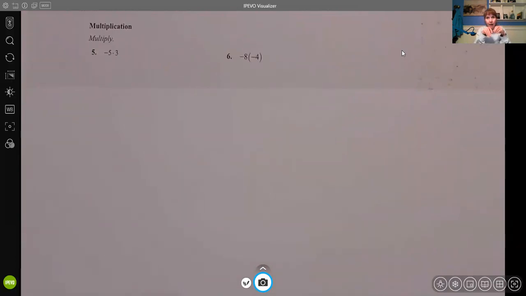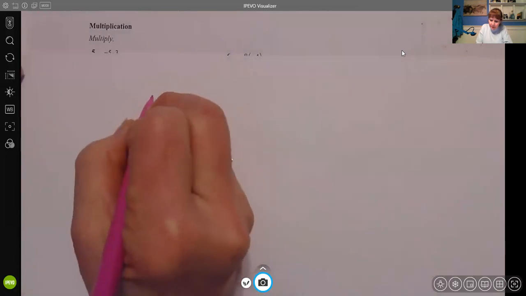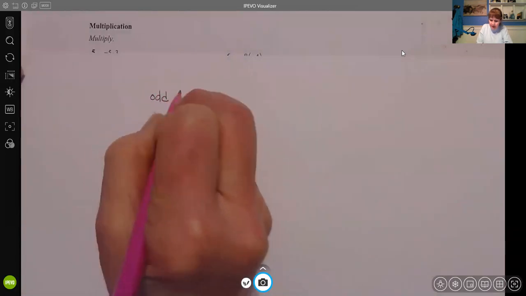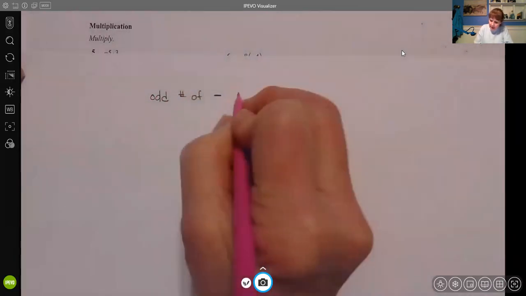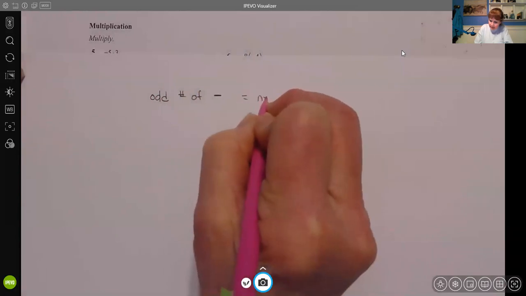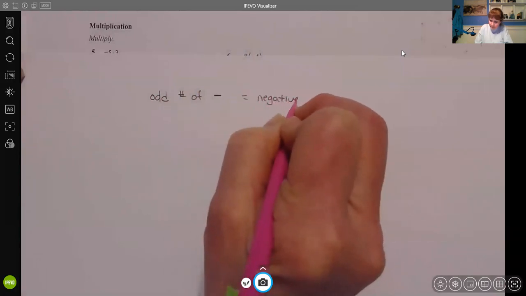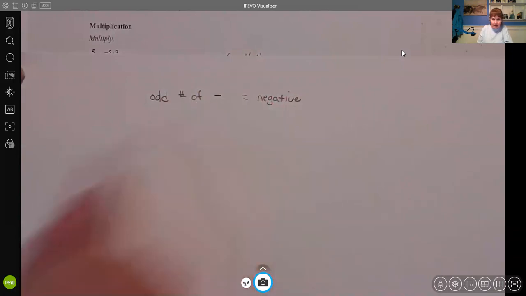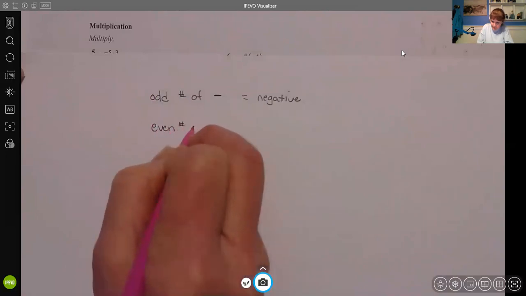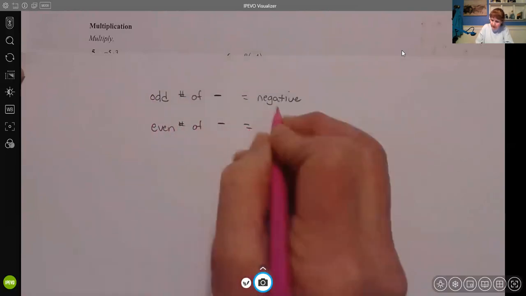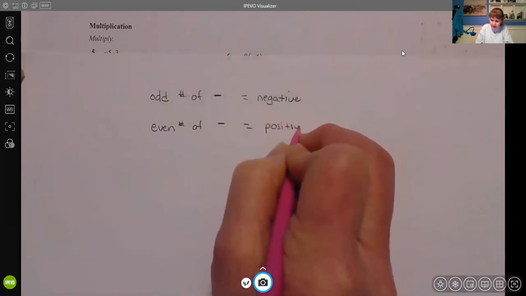What we do in multiplication and division is we count the negatives. When you count the negatives in multiplication, and this also goes for division, if you have an odd number of negatives, then your answer will be negative. If you have an even number of negatives in the problem, then it's going to be a positive answer. That's it. You count them.